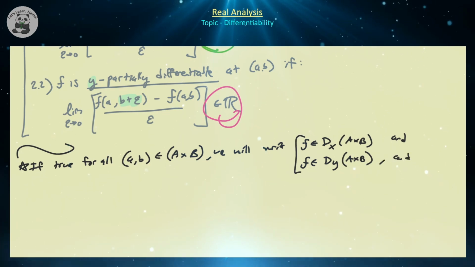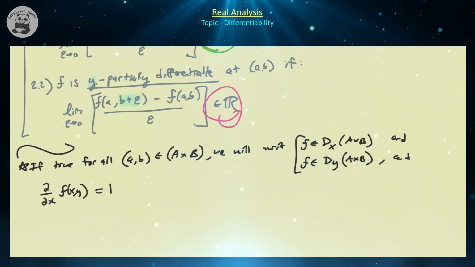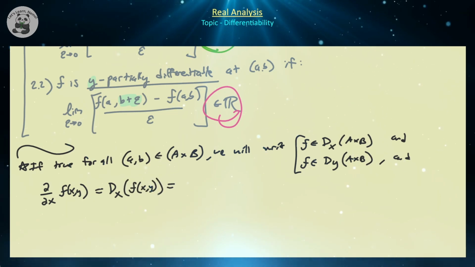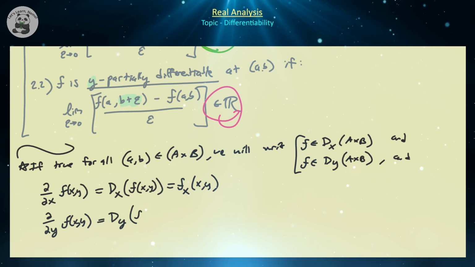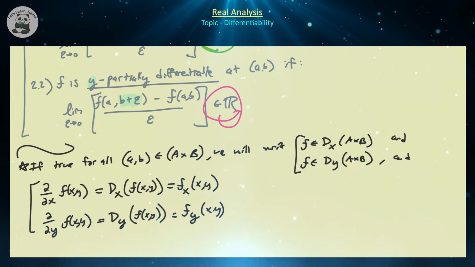And we're also going to use the notation partial x of f(x,y). Some people also write this as dx of f(x,y), to be equal to f little x of (x,y). So f little x is a new function. And similarly, partial y of f(x,y). Some people also use this as dy of f(x,y), will be equal to the new function f little y of (x,y). Right? So this introduces partial derivatives.